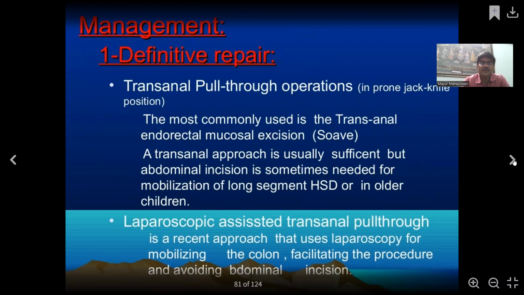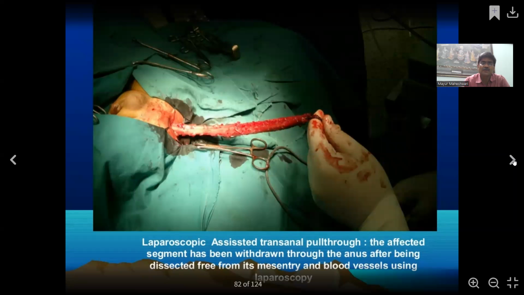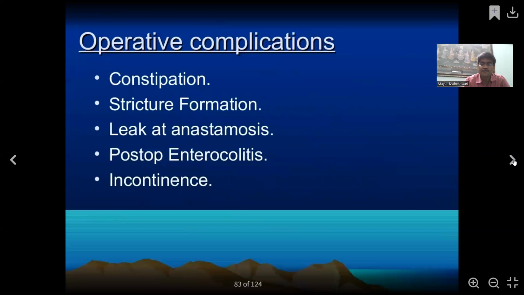Management includes definitive repair, that is the transanal endorectal pull-through operation, which is done in a prone jackknife position. The most commonly used is the transanal endorectal mucosal excision, that is the Swenson-based procedures. A transanal approach is usually sufficient, but an abdominal incision is sometimes needed for mobilization of long segment Hirschsprung disease or in older children. Nowadays, laparoscopic assisted transanal pull-through is used, and laparoscopy is used for mobilizing the bowel. So you can see you can mobilize such a significant or long length of colon.